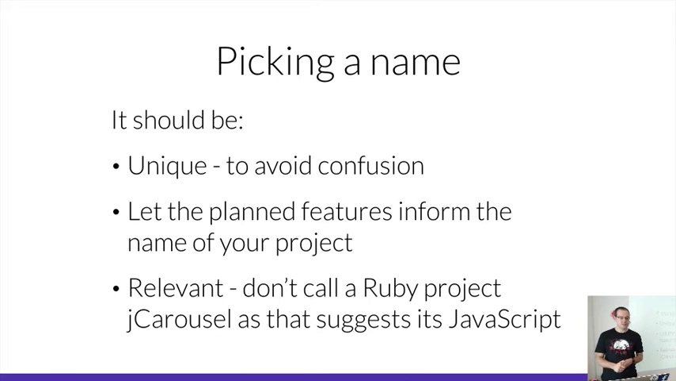So, picking a name. Picking a name is always really hard in development, and picking an open source project name is even harder than just picking a method name, because you have to find something that's unique. You want to avoid confusion with other projects. You should also let the planned features of the project inform the name of your project. So if it's a carousel, naming it something carousel kind of suggests what that project does. Then it should be relevant. So don't call a Ruby project jCarousel, because that suggests it's JavaScript.